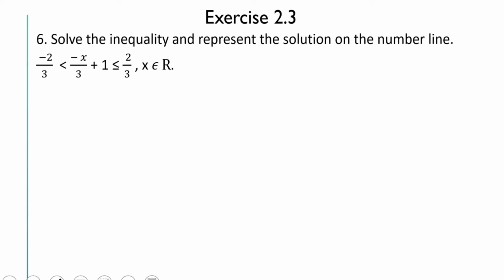So we have a system of inequalities. It is given by minus 2 by 3 less than minus x by 3 plus 1 less than or equal to 2 by 3, where x belongs to R, that is, x is a real number. So let us solve these two inequalities separately. First we have minus 2 by 3 less than minus x by 3 plus 1, and here we have minus x by 3 plus 1 less than or equal to 2 by 3.